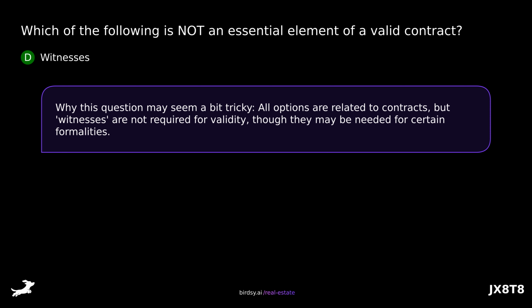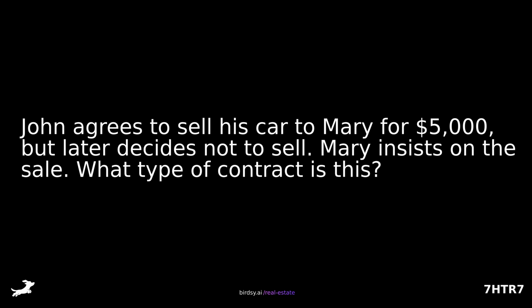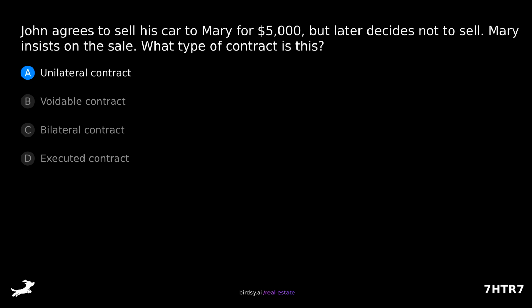This question may seem a bit tricky. All options are related to contracts, but witnesses are not required for validity, though they may be needed for certain formalities. John agrees to sell his car to Mary for $5,000, but later decides not to sell. Mary insists on the sale. What type of contract is this? Is it A, unilateral contract, B, voidable contract, C, bilateral contract, or D, executed contract?